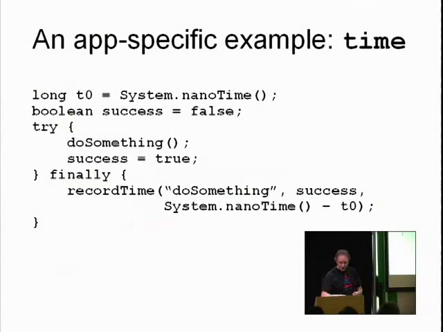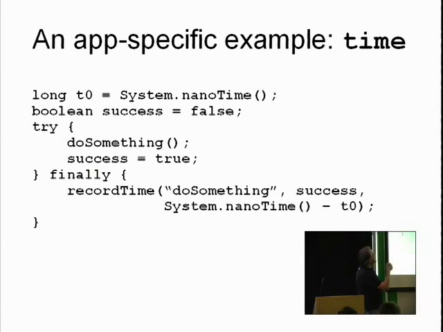So here's one more example from the Google Calendar code base. This is code that we have repeated in the Calendar code base hundreds of times. This is the kind of code we use to time operations. So what we do is we take a snapshot of the system nanotimer. We set a success flag to false. And the idea is, excuse me, we'll set that flag to true when the operation completes normally, so we can distinguish failure from success cases.